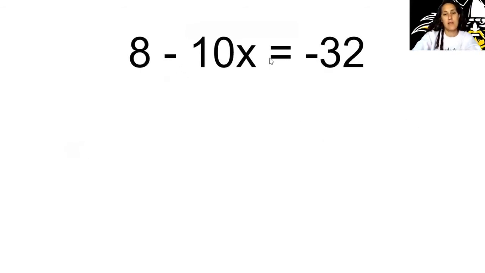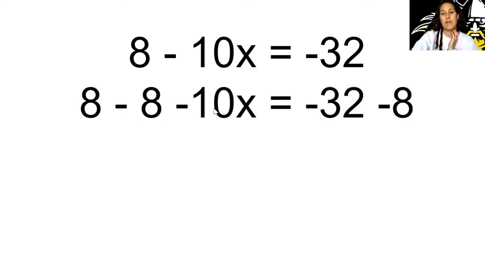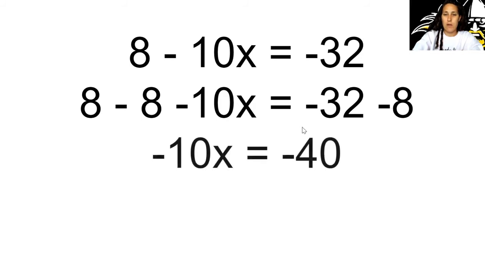The second thing I want to remind you of is questions that look like this. 8 minus 10x equals -32. Remember, you're trying to get x by itself. So if you cover up this whole section, you need to get rid of the 8. So I'm going to subtract 8 on this side, as well as I'm going to subtract 8 on this side. Remember, to maintain equality, you do the same thing on one side as you do to the other. When you do that, 8 minus 8 would equal 0. And -32 minus 8 would be a -40.